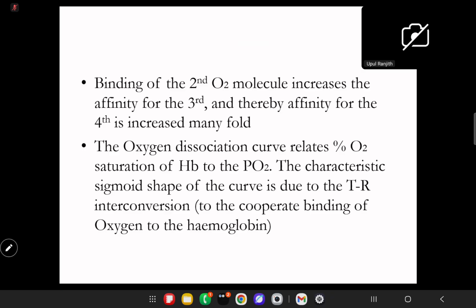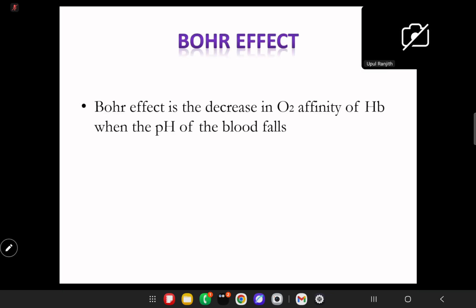The oxygen dissociation curve relates the percentage oxygen saturation of hemoglobin to the PO2, right? The characteristic sigmoid shape of the curve is due to the T-R interconversion. That is called the cooperative binding of oxygen to hemoglobin, right? So you should be able to describe this. This is a common question.